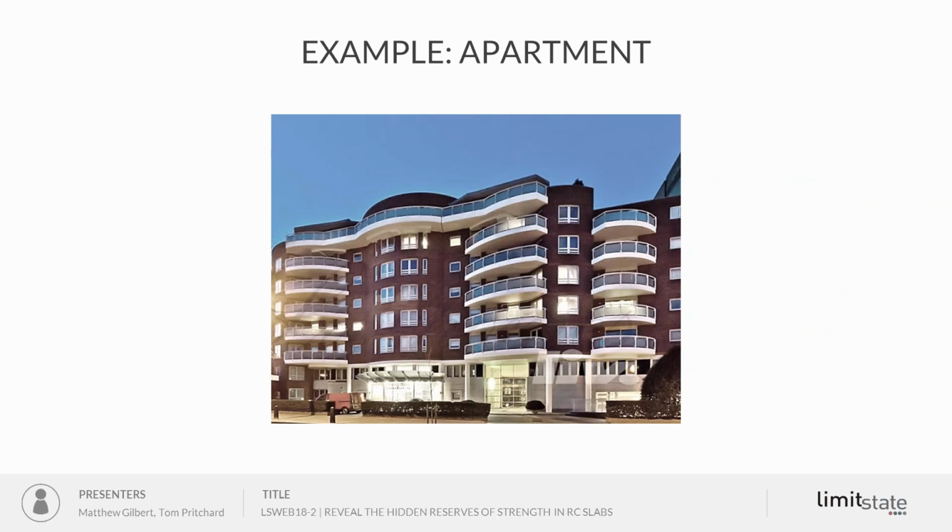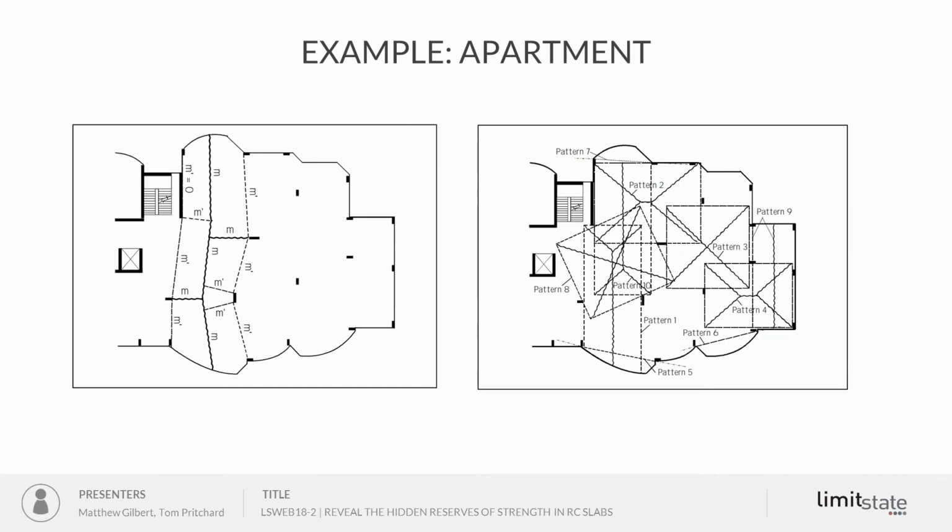This was actually a problem that was dealt with in the 2004 Concrete Society guide on yield line design, and they documented the design of a highly irregular floor slab for that apartment block that you just saw. They used a whole variety of different potential failure mechanisms to identify what the critical one would be and hence design accordingly.